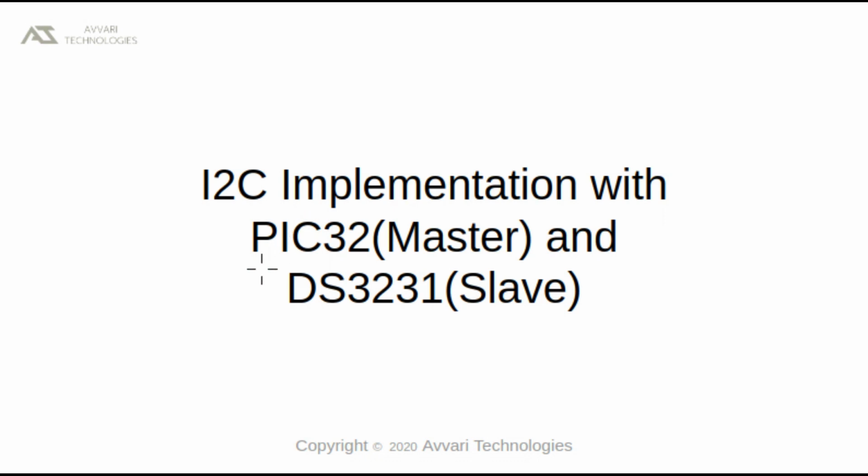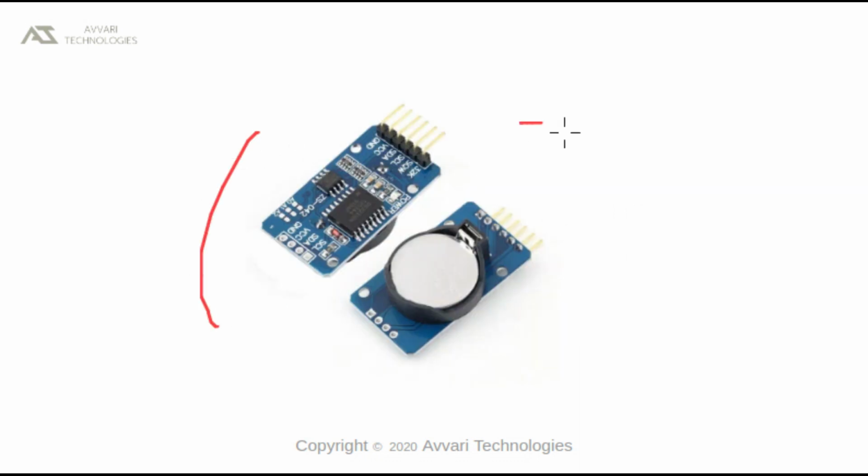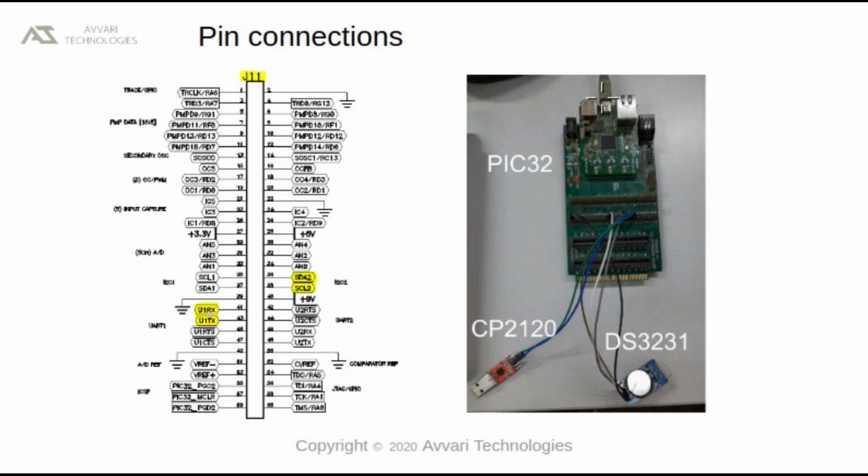I2C implementation with the PIC32 master and DS3231 slave device. This is the real-time clock. We need a battery to operate the device. Generally, a coin cell is inserted into the real-time clock. This is our PIC32 master and this is the USB UART bridge CP2102. It is supposed to be CP2102, not CP2120. This is your real-time clock.